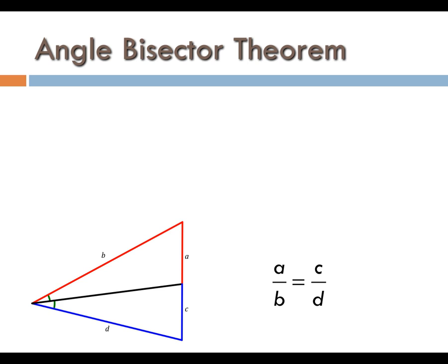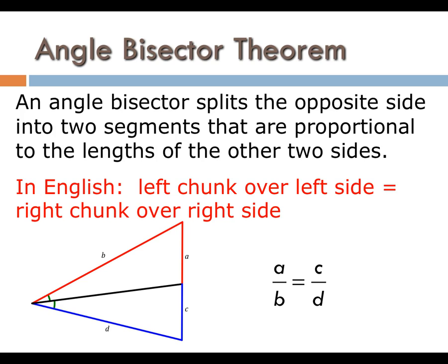And so the angle bisector theorem says the following. This is what you're going to use to remember it. I split this third side into two pieces, which I call chunks. The left chunk over the left side equals the right chunk over the right side.